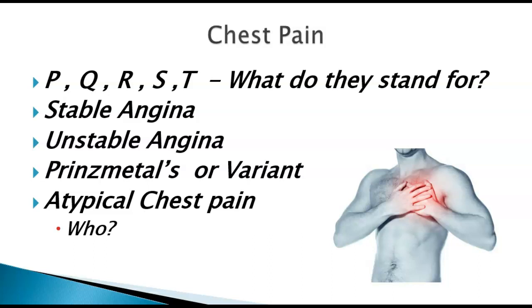Another type of angina question could be Prinzmetal's angina. So this is a form of an artery spasm. Pain occurs at rest, just like the unstable angina, and ST elevation occurs with the pain only. But when pain goes away, the elevation goes away. In an actual MI, that doesn't happen.